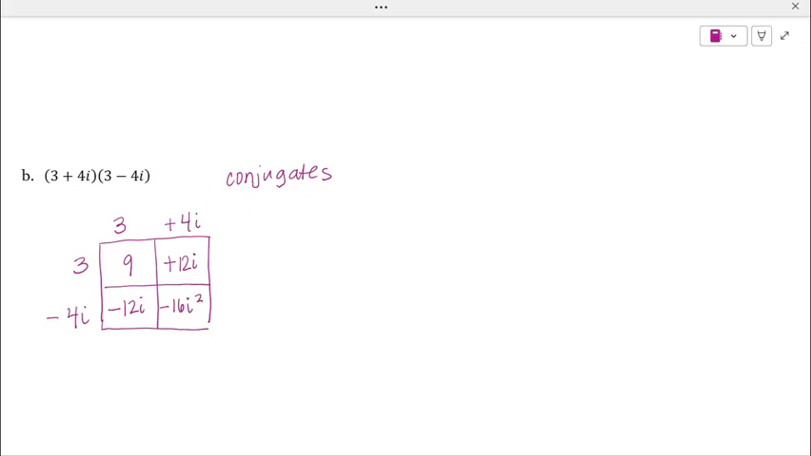Notice that the items along the diagonal here end up zeroing out. And that's useful because what's going to end up happening is the term with i goes away completely. So what I have here is 9 minus 16i squared. i squared is the same as -1. So I end up with 9 plus 16, which is 25.